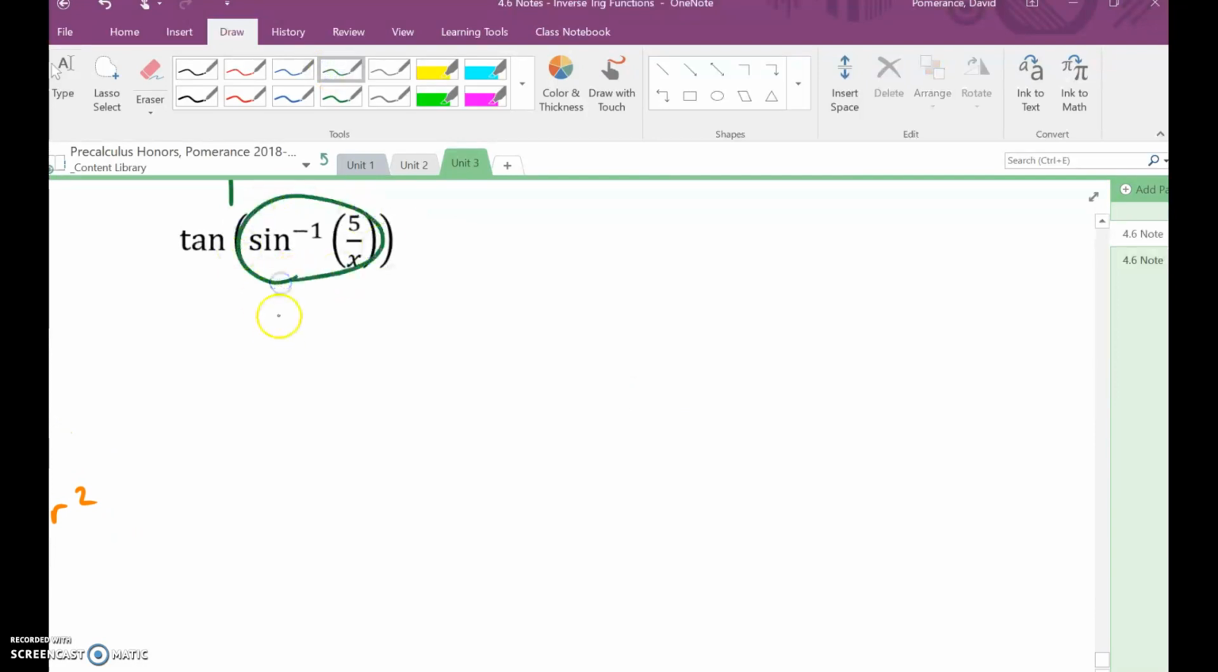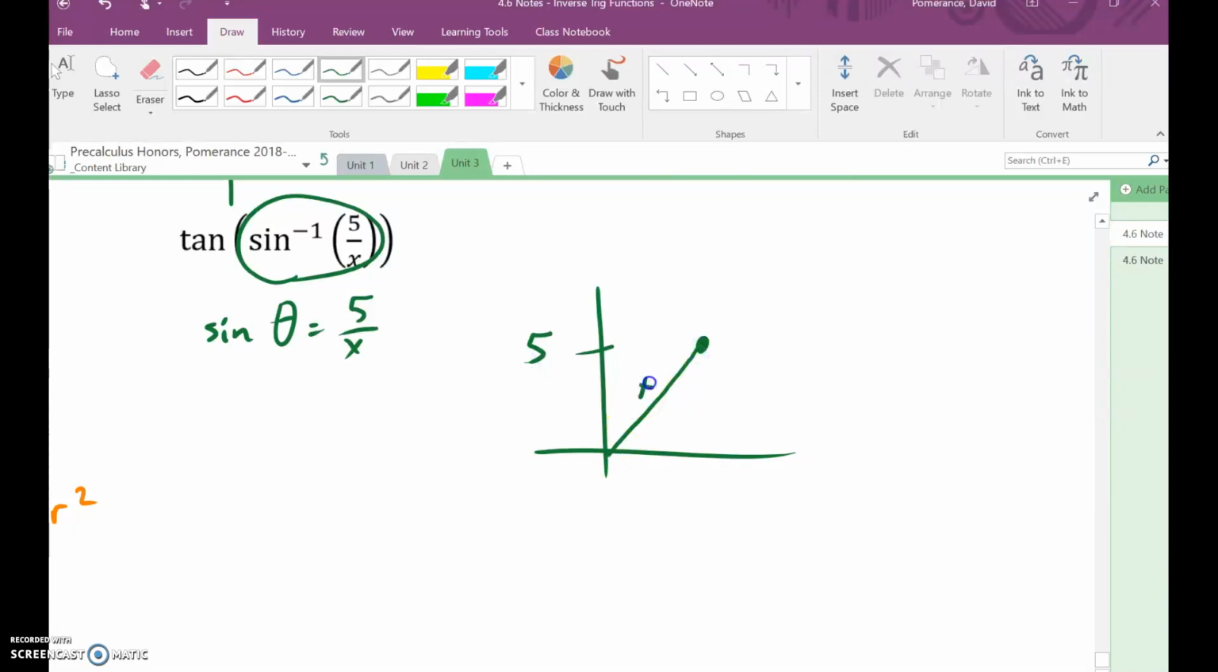Anyway, one last problem. We know that the sine of theta equals 5 over x. So in quadrant 1, we've got a sine problem, so that's y over r. R is my x value, so we know that 5 equals y, and this distance down here, well, we don't know. But with the Pythagorean theorem, we can easily see that this is the square root of x squared minus 25. Hypotenuse squared minus 1 leg squared is the square of the other leg. So that's my x value.